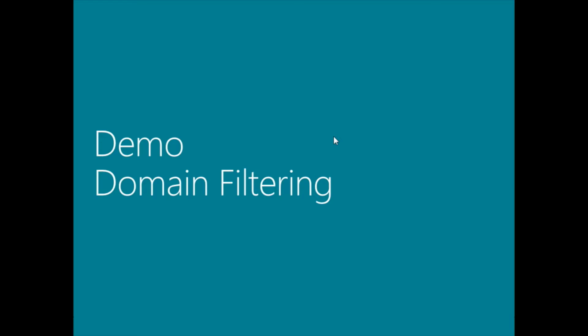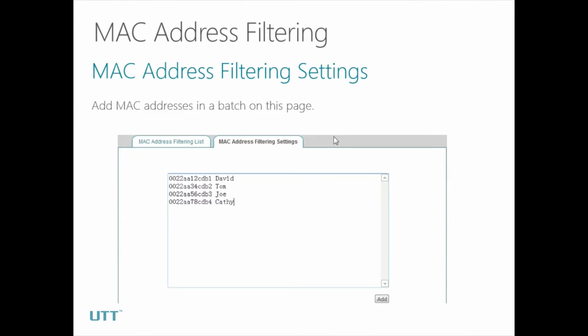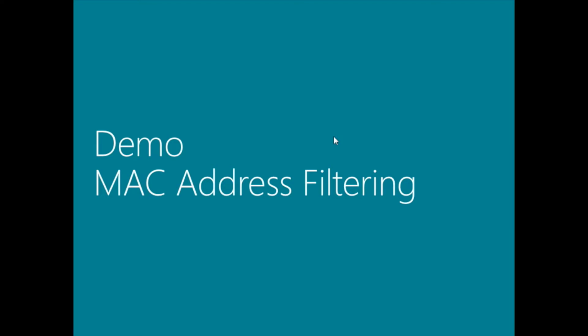Next is MAC address filtering. This function helps to either allow or block certain hosts to access the network based on their MAC addresses. The MAC address entries can be configured one by one in the MAC address filtering list or in a batch on the MAC address filtering settings page. Let's take a look at the demo.